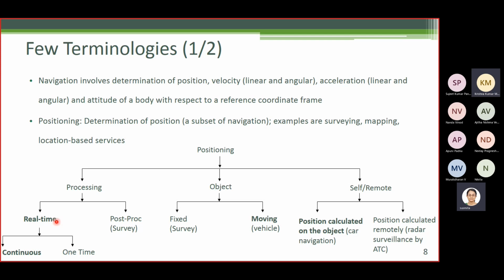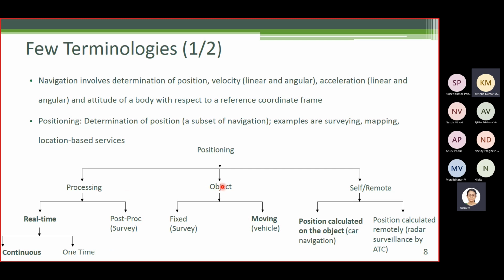Now real-time processing can be continuous, or it can be one-time processing. Generally if the object is moving, we are interested in continuous real-time processing. One-time processing is needed for a stationary object. Suppose you are standing in front of some place and you want to know your position. Only once you determine the position, and you want that position at that time only. You do not want the position after 10 or 15 minutes.